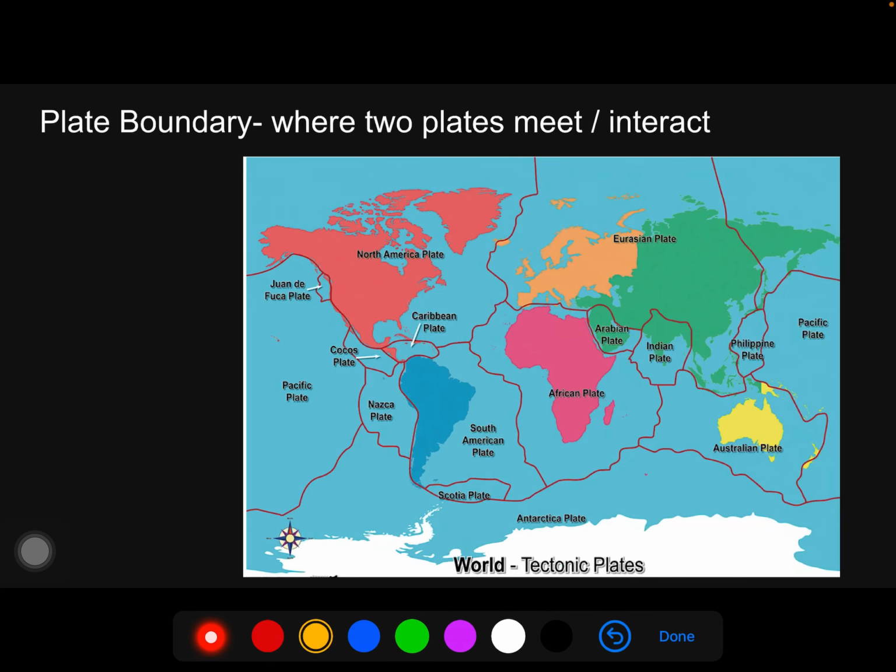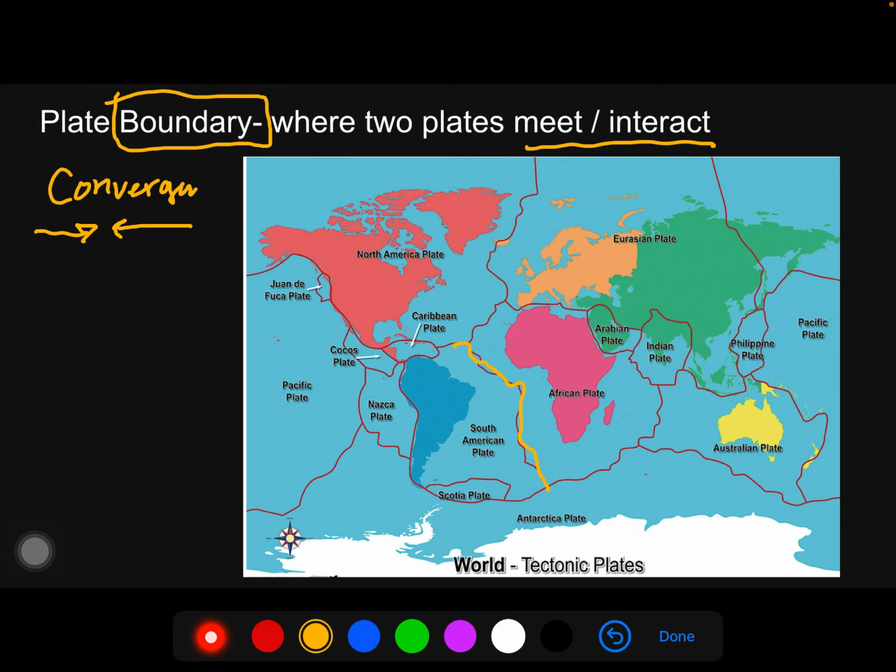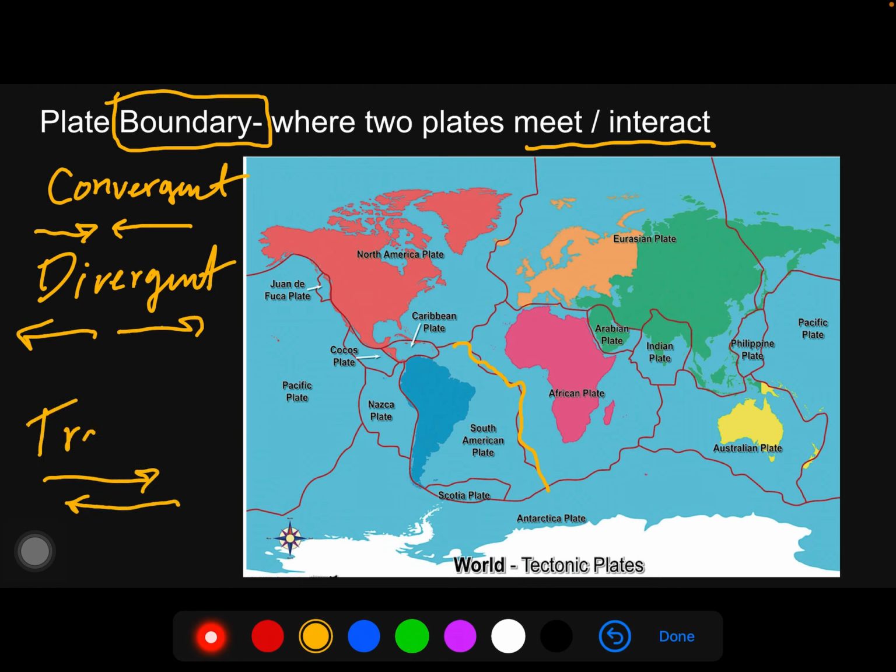And they move relative to this plate boundary. So again, all these lines are the boundaries, where two plates interact together. And so we said at those boundaries, the plates can either move towards each other, which are the convergent boundaries. They can move away from each other. Those are the divergent boundaries. And the final one is transform, where they can slide past each other. So those are our three types of plate boundaries.